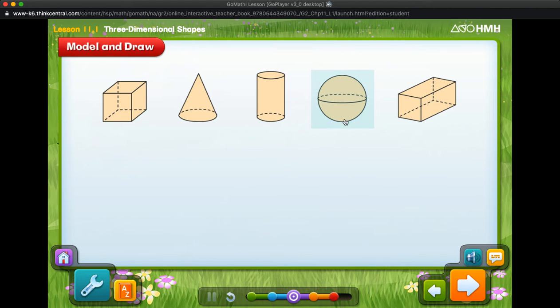So this is called a sphere because it has no flat surfaces and the whole object is round. That's right. This shape is a sphere. It's curved and has no flat surfaces. A cylinder is another three-dimensional shape. Cylinders have two flat surfaces that are opposite from each other. Select the shape that's a cylinder.